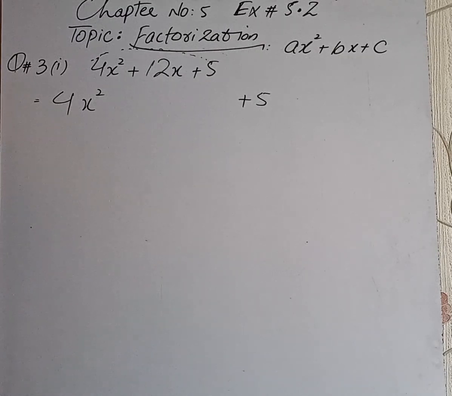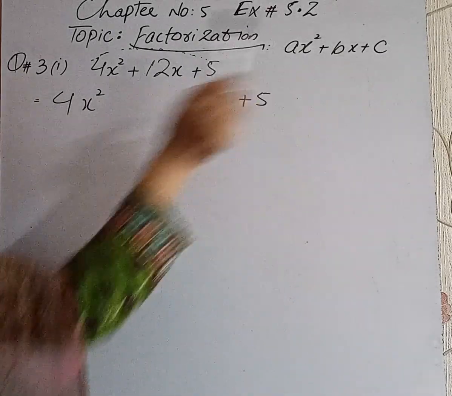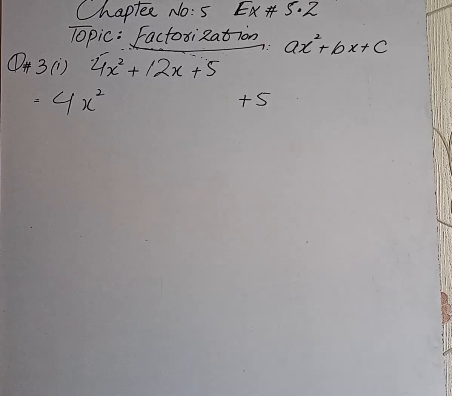Continuing here the topic of factorization. We're factorizing a quadratic expression. The standard form is ax squared plus bx plus c. In a quadratic expression the highest power of the variable is 2, and in the standard form, a, b and c are the coefficients, constant values, any real numbers, and x is the variable.